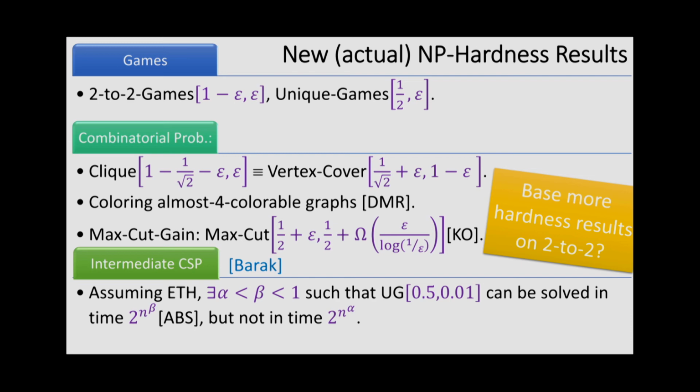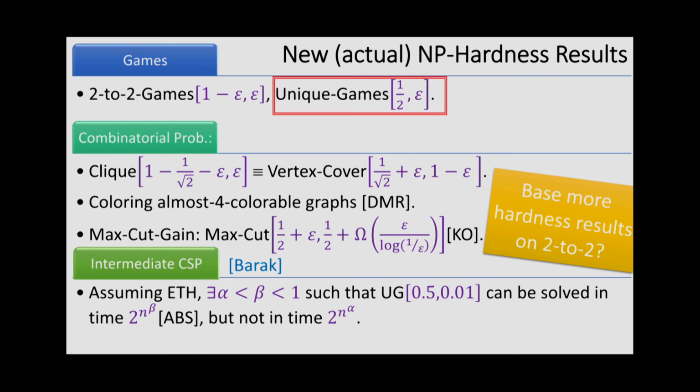And here is an open challenge to base more NP-hardness results on the 2-to-2 games conjecture. And this is some result that we got. We didn't try too hard. And in fact, I'll say it in a few slides, but in the afternoon session, you will hear some progress in this direction by Amey Bhangale and Subhash Khot.